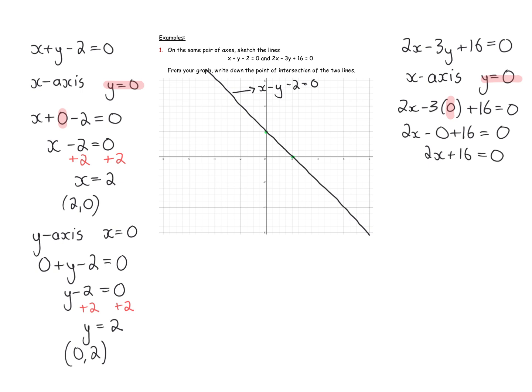I need to get the x by itself, so I'm going to minus 16 from both sides, and I'll be left with 2x is equal to minus 16. Again, I need to get the x by itself, so I'm going to divide both sides by 2, and I'll be left with x is equal to minus 8. So the point we have then is minus 8, 0. Then I need to figure out where the graph is going to cross the y-axis. The graph is going to cross the y-axis when x is equal to 0. So again, I'm going to take the x and replace it with 0.